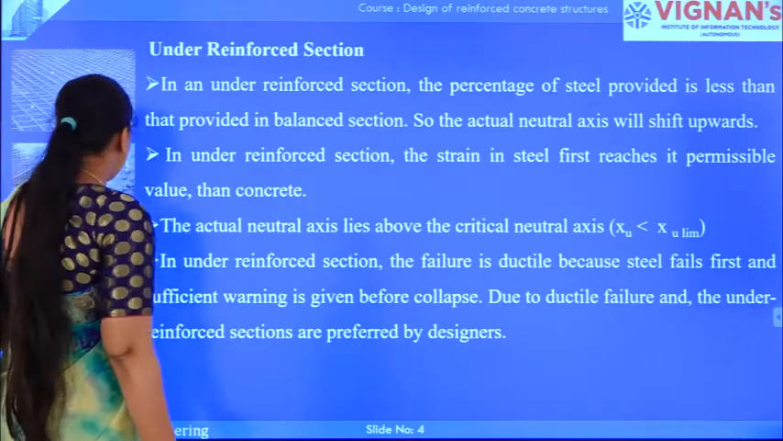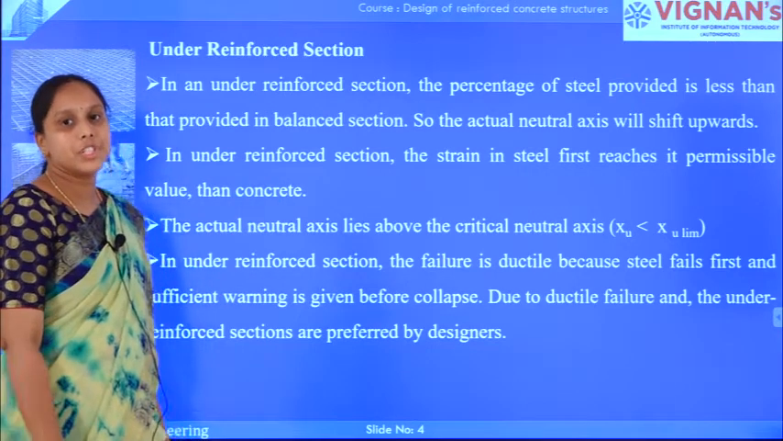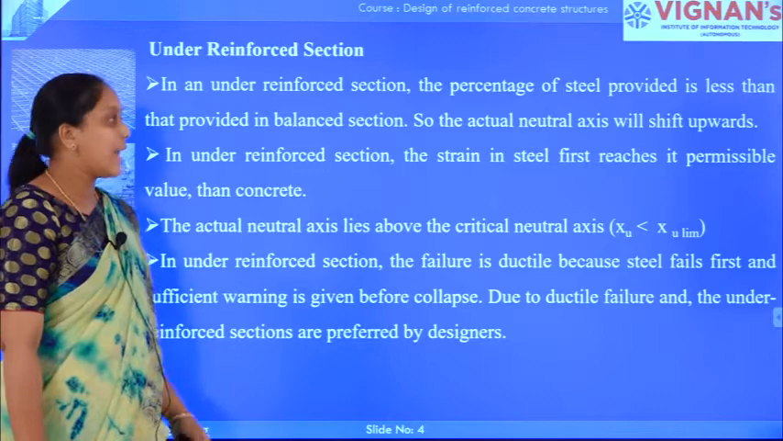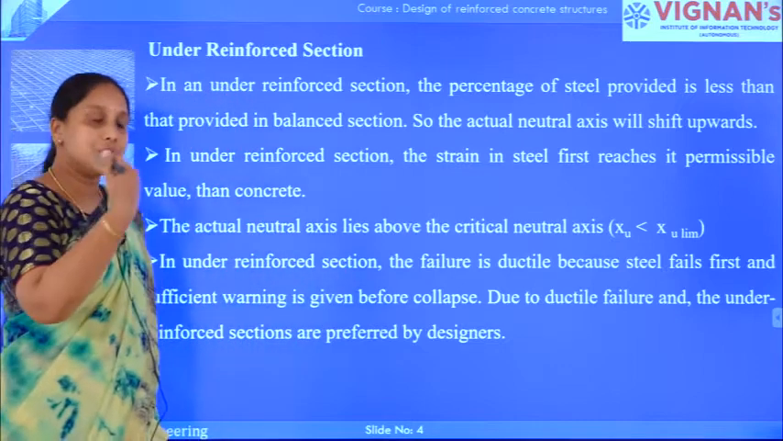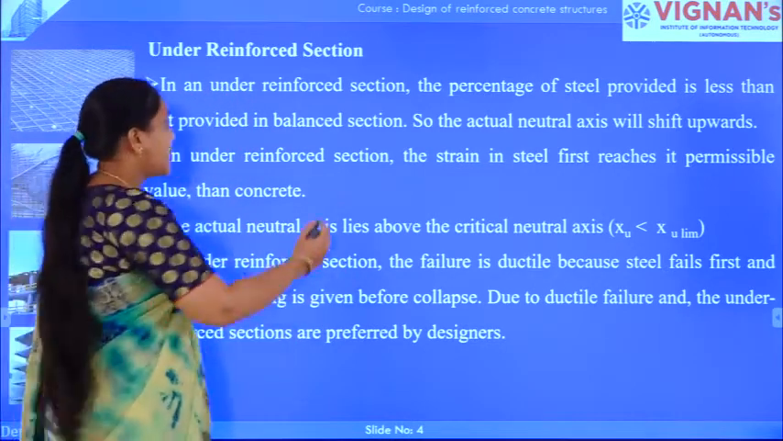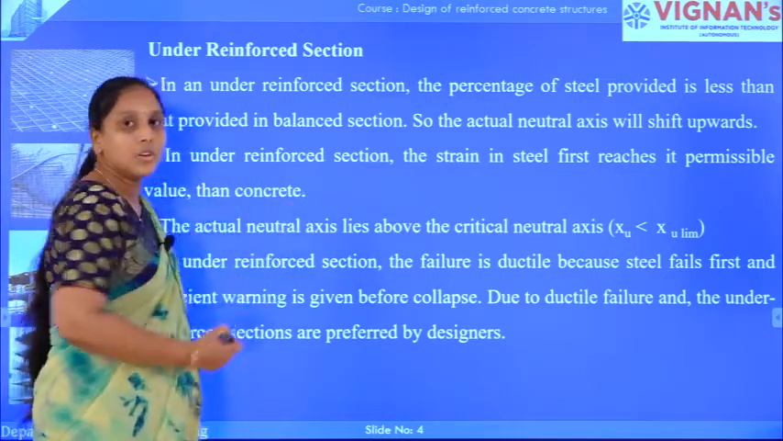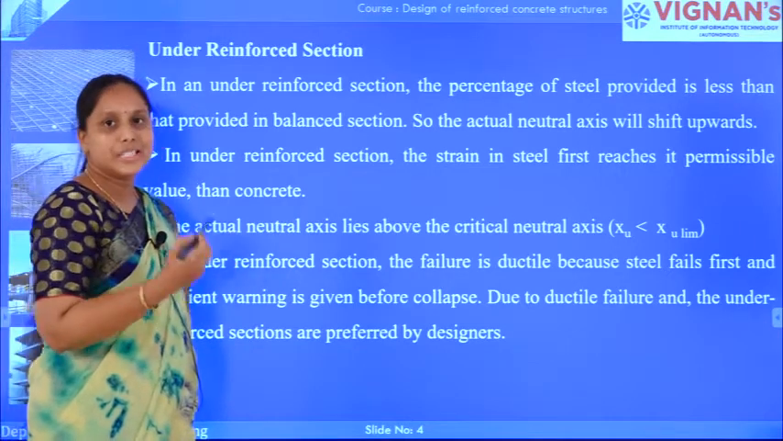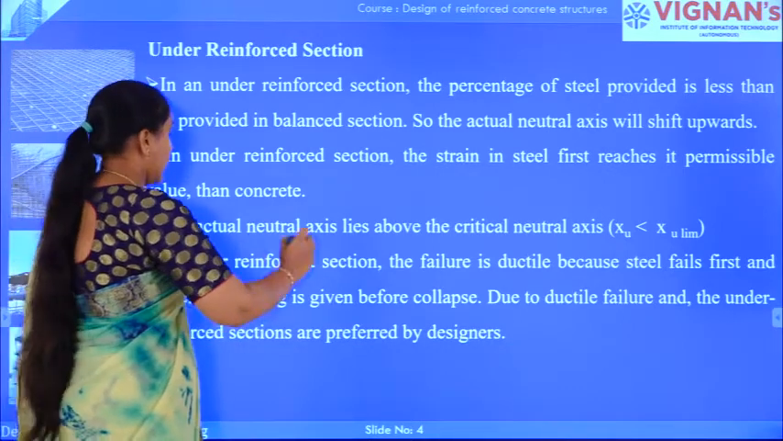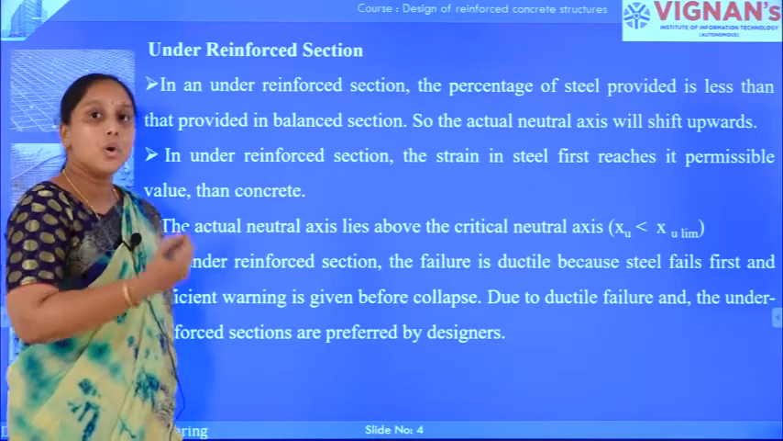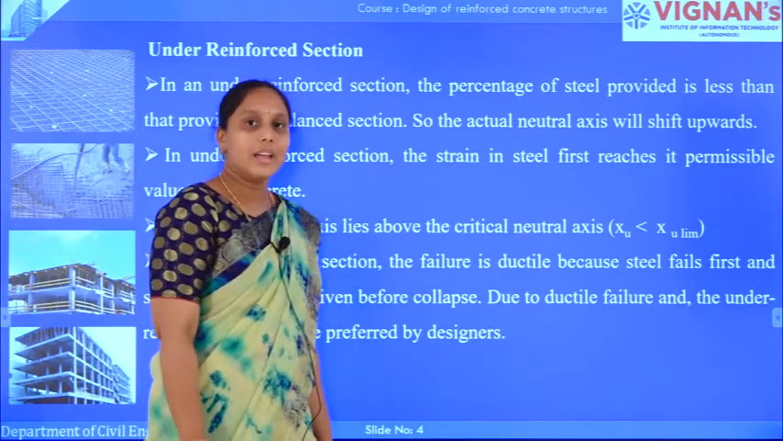So, what is an under reinforced section? In an under reinforced section, the percentage of steel provided is less than the balanced section. So, due to that, the actual neutral axis is shifting upward. The strain in the steel is reaching its maximum value before the concrete. So, first the steel is reaching its maximum value, the concrete is not. So, the actual neutral axis will lie above the critical neutral axis, that is XU is less than XU limit.